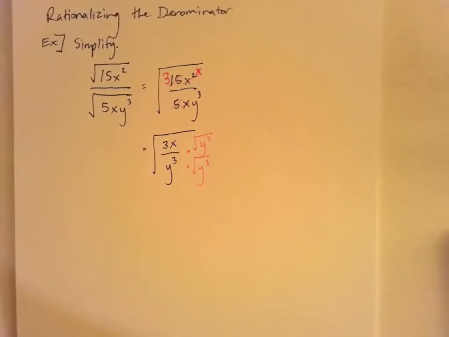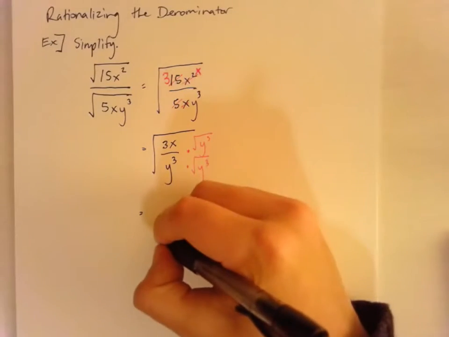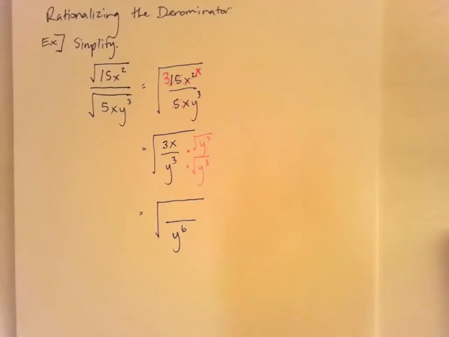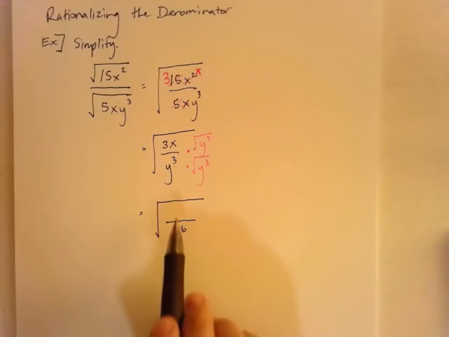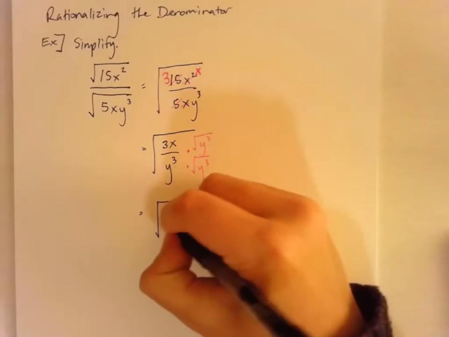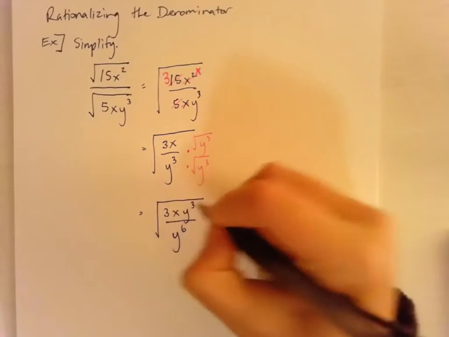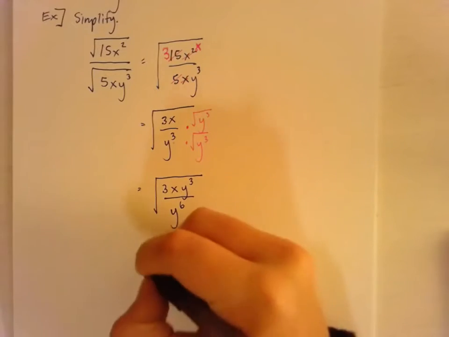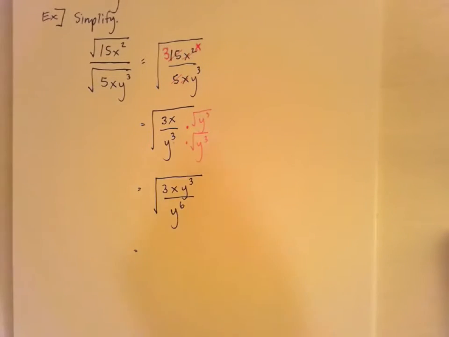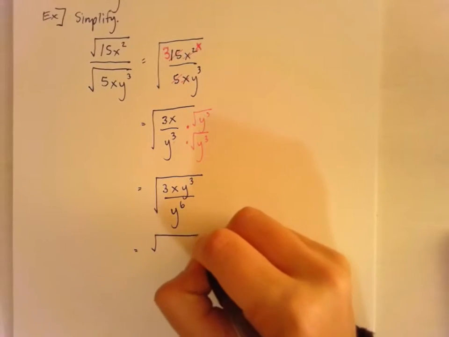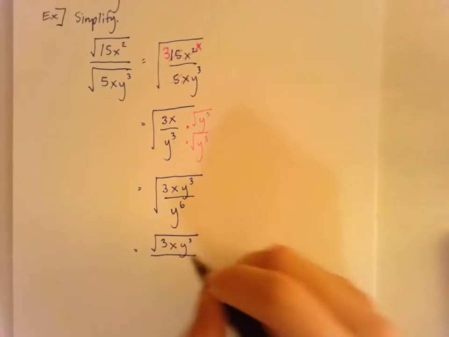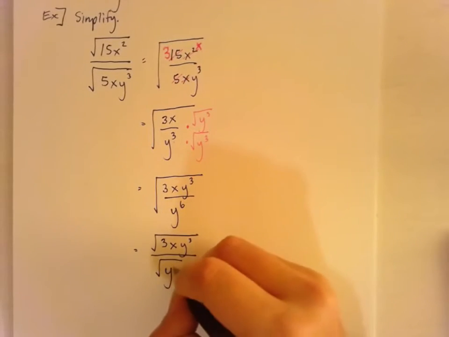And here's what's going to happen. On the bottom now, I'm going to have y to the 6th, because 3 plus 3 is 6. And on the top, I'm going to have 3xy to the 3rd. And now I'm going to take care of a few things. I'm going to rewrite this again as 2 separate radicals, and I'm going to tell you why in a second. I'm going to rewrite the top as the square root of 3xy cubed all over the square root of y to the 6th.